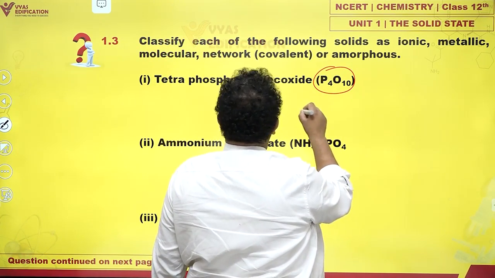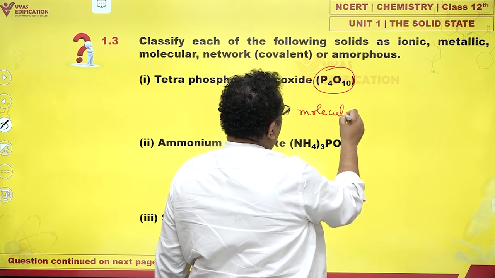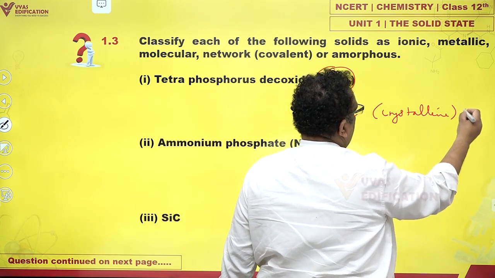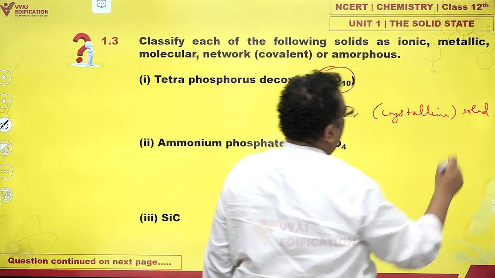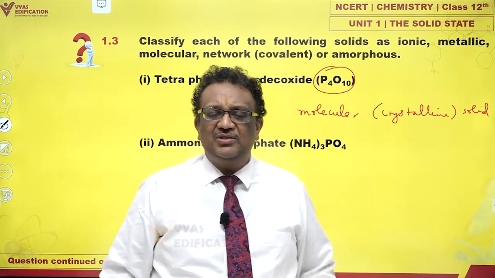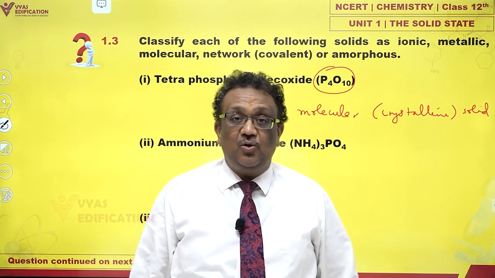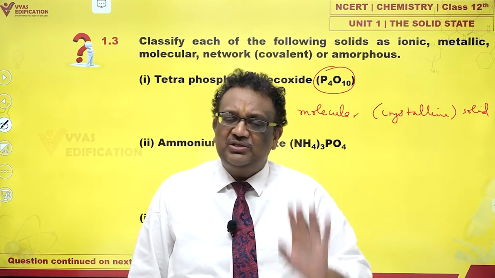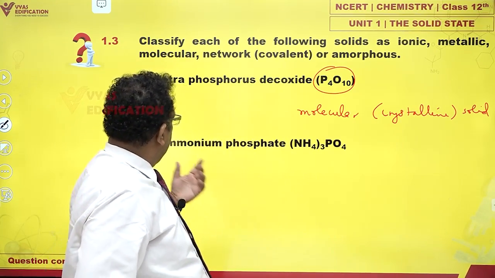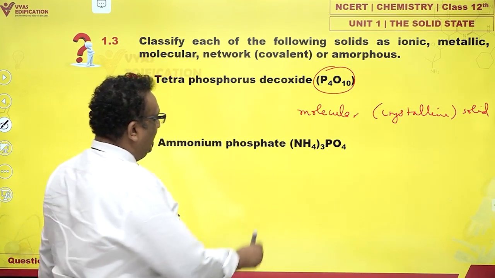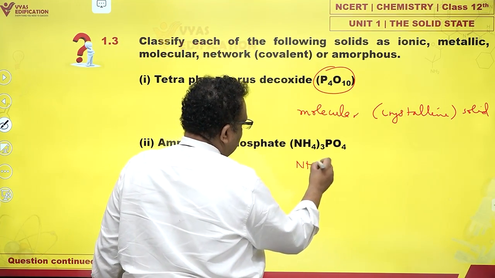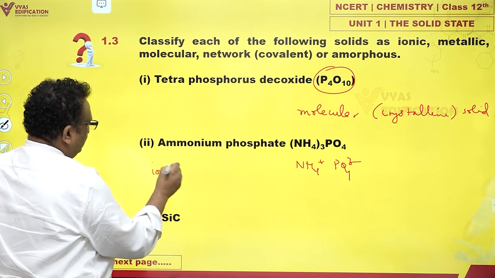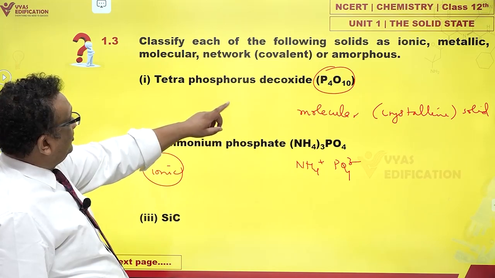So this will be a molecular crystalline solid. You might ask, how do I know it is going to be crystalline? Actually, everything is crystalline. Unless you have long polymers or you have strange structures which you mug up as amorphous, you assume it is crystalline, it works always. Ammonium phosphate, now this has ions. It has NH4 plus ions, it has PO4 3 minus ions. So it's an ionic crystalline solid.